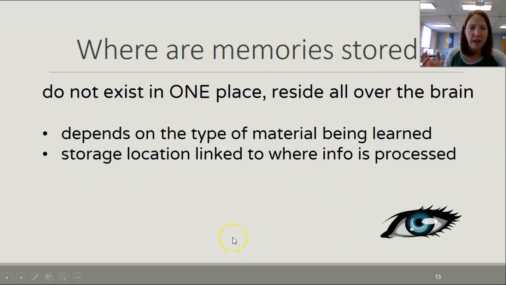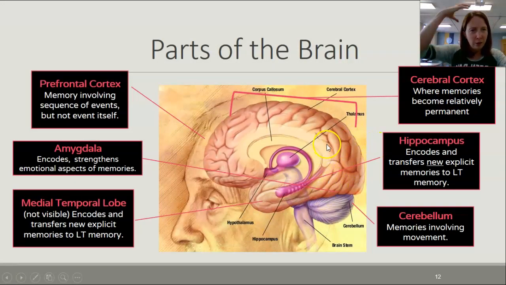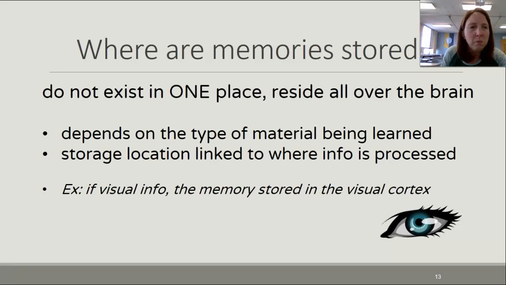That's why, if we go back to our brain diagram, the cerebral cortex, where memories become relatively permanent, and all those cortexes are in the lobes on the outer part of our brain. So if it's a visual memory and it's a long-term memory, it gets kept in the visual cortex part of the cerebral cortex. How many times can I say cortex in a brief 30 seconds?